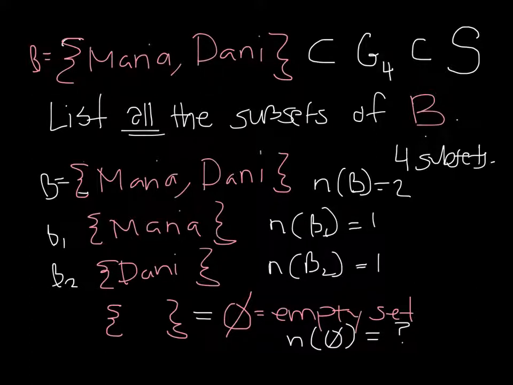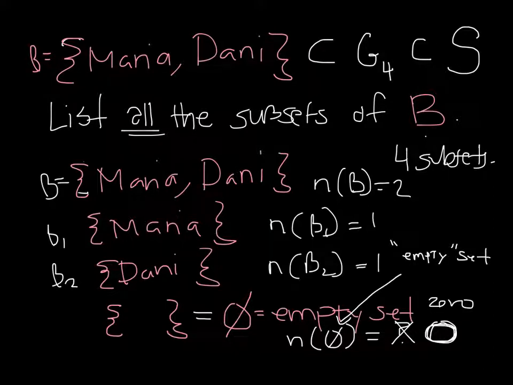Well, how many elements does the empty set have? Well, it has none, so the cardinality of the empty set is 0, okay? This is a 0, and this is not a 0, right? That's a set, specifically a set that's empty, right? There are no elements in that set.